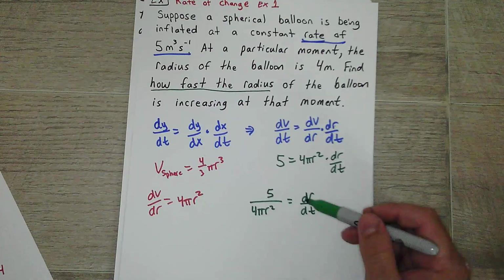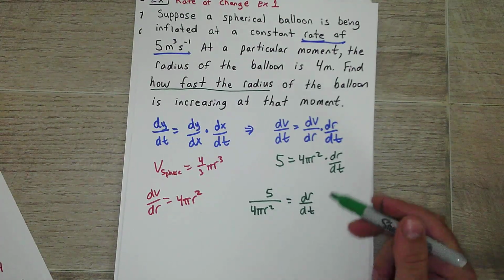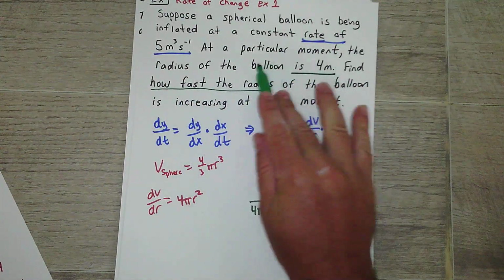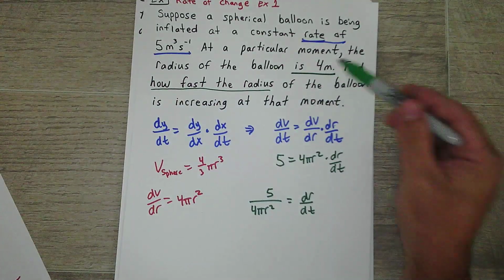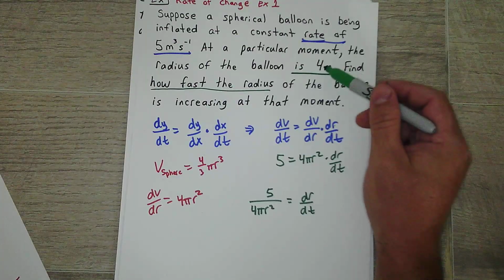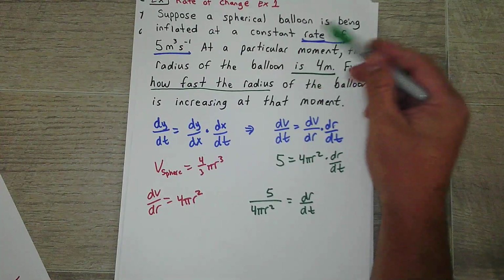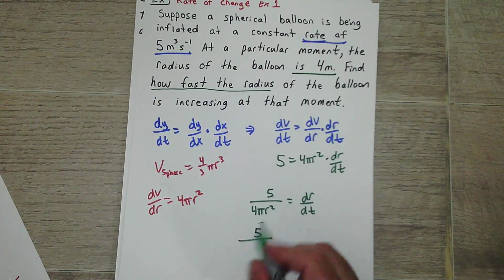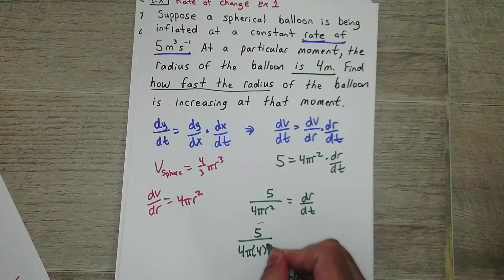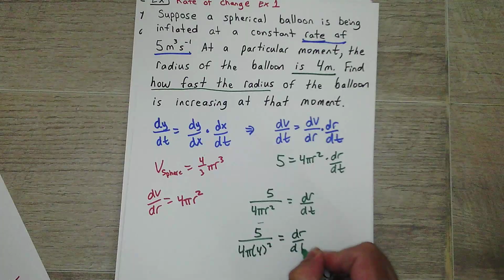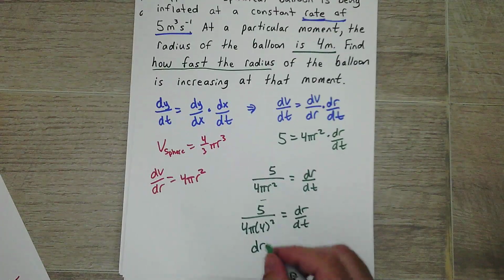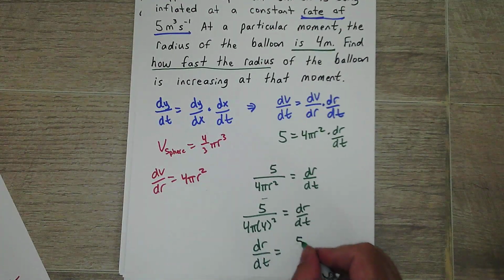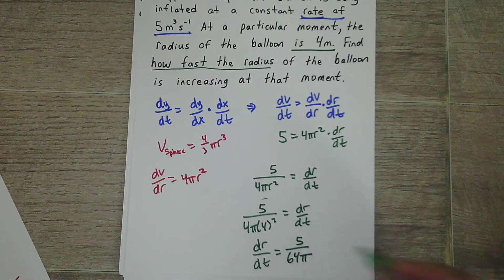Okay, now if I had a value for r, I could plug that in there and solve for dr dt. Am I given a value for r? Yeah, right here. So they'll always give you a value to plug in as well. At a particular moment, that's just saying we know at some point in inflating the balloon the radius was 4. And it's at that moment when its rate of change is 5. So we're going to use 4 in place of r. So we get 5 divided by 4 pi times 4 squared equals dr dt. Okay, and you can just plug this into your calculator. 4 times 4 is 16, times 4 is 64, and you can just leave it like that. So that would be our answer.